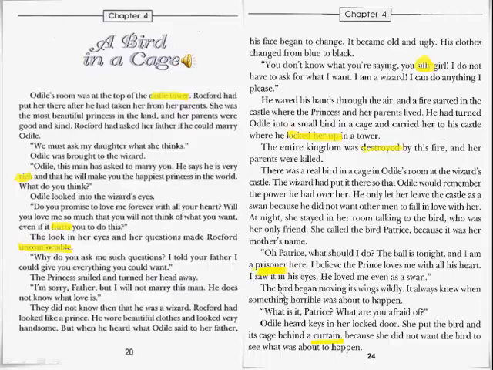The bird began moving its wings wildly. It always knew when something horrible was about to happen. What is it, Patrice? What are you afraid of? Odile heard keys in her locked door. She put the bird and its cage behind a curtain, because she did not want the bird to see what was about to happen.